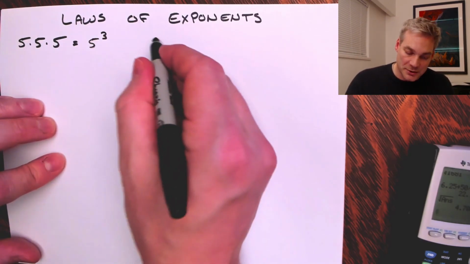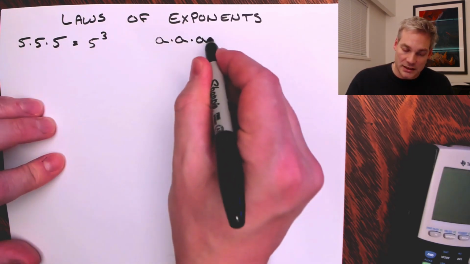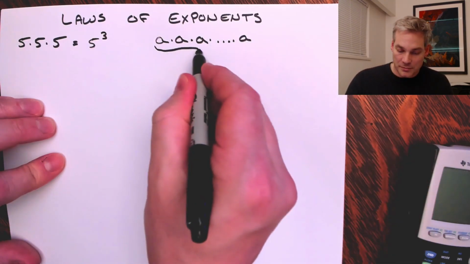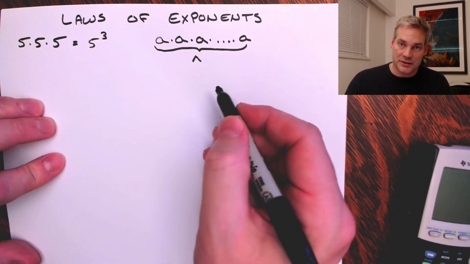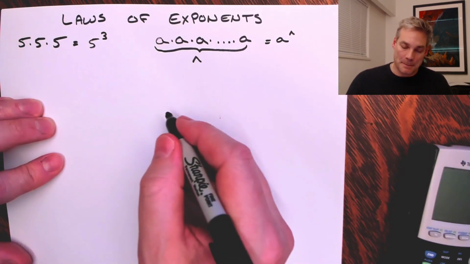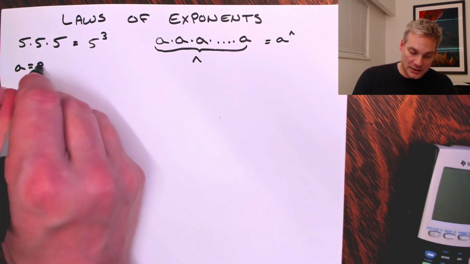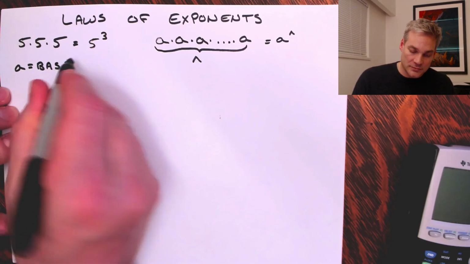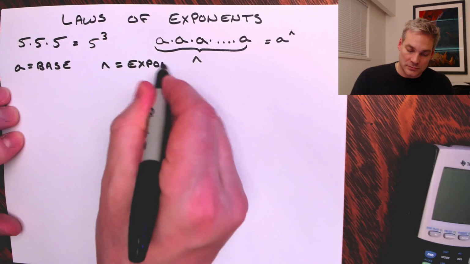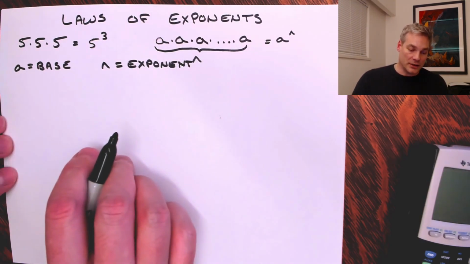And if we had something a little bit more generic, if I had a times a times a, and it just went on forever, but there was n of these, I'd write it as a to the power of n. So what we say is that a is the base and n is the exponent. Okay, so now our rules.